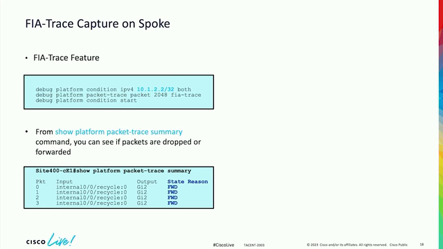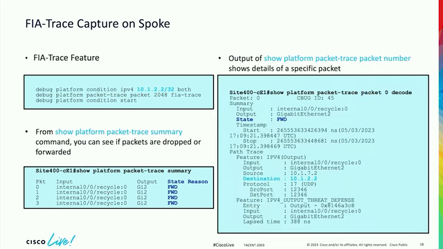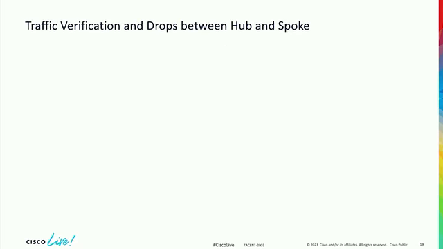To check in detail of each packet, we need to run show platform packet trace packet decode, from which we can see which interface it is leaving, and what state it is in, whether dropped or forwarded. This tool is very useful if we see any dropped packets here that could be related to any ACL or any firewall. We can clearly see here. From this, we can know that the spoke is sending the packets. Now we're going to log into the hub side and see what's happening there.